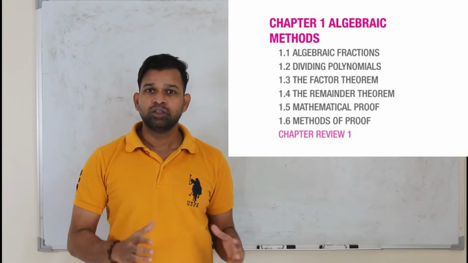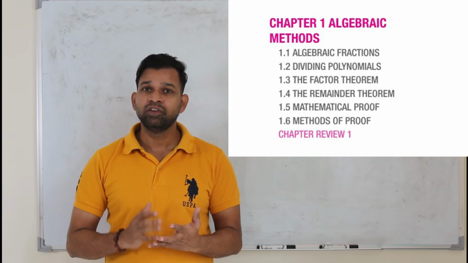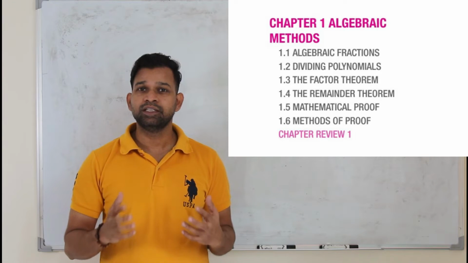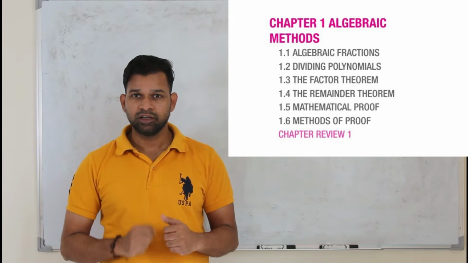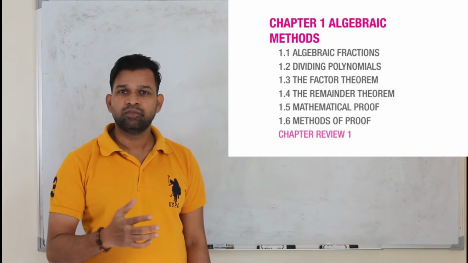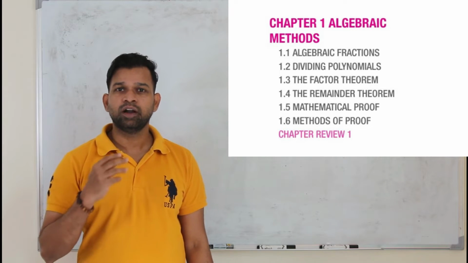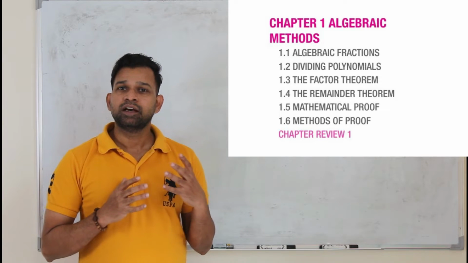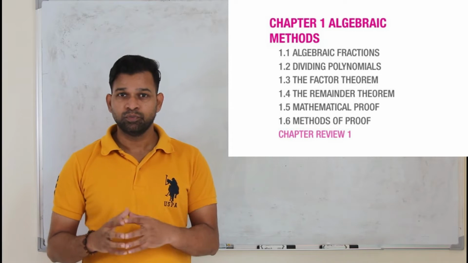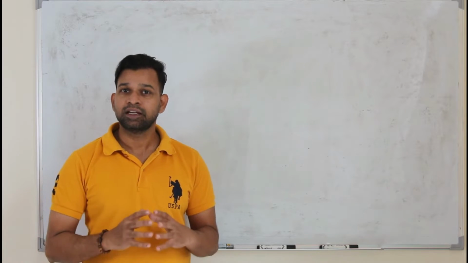Now today in this Part 2 video, we are going to cover 1.3 and 1.4, which are basically two theorems, the factor theorem and the remainder theorem. And we are left with 1.5 mathematical proof and 1.6 methods of proof. I'm planning to make a separate video for these two proofs. So let's jump into the factor theorem now.